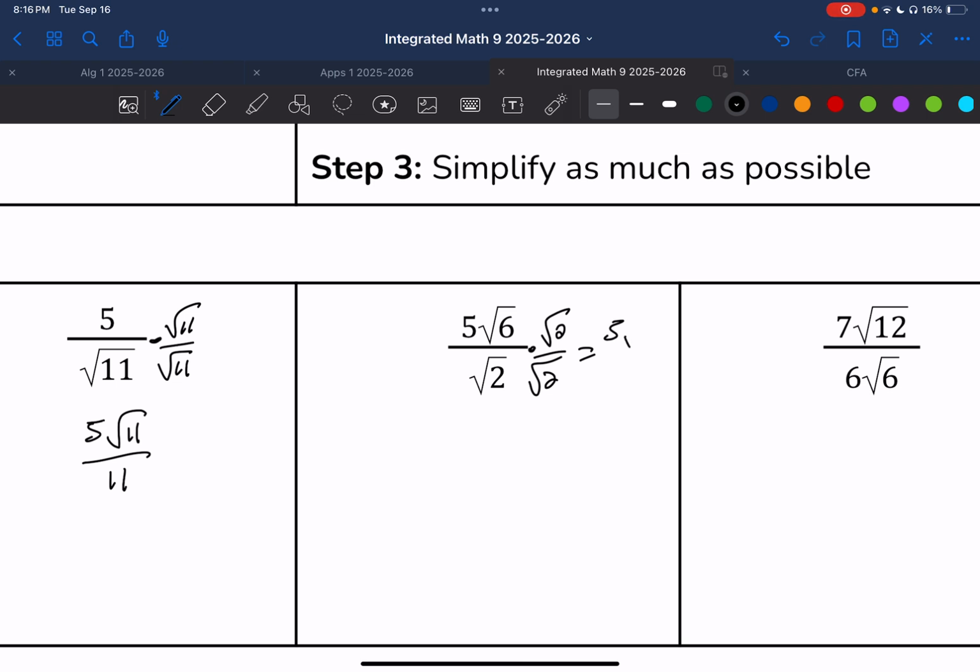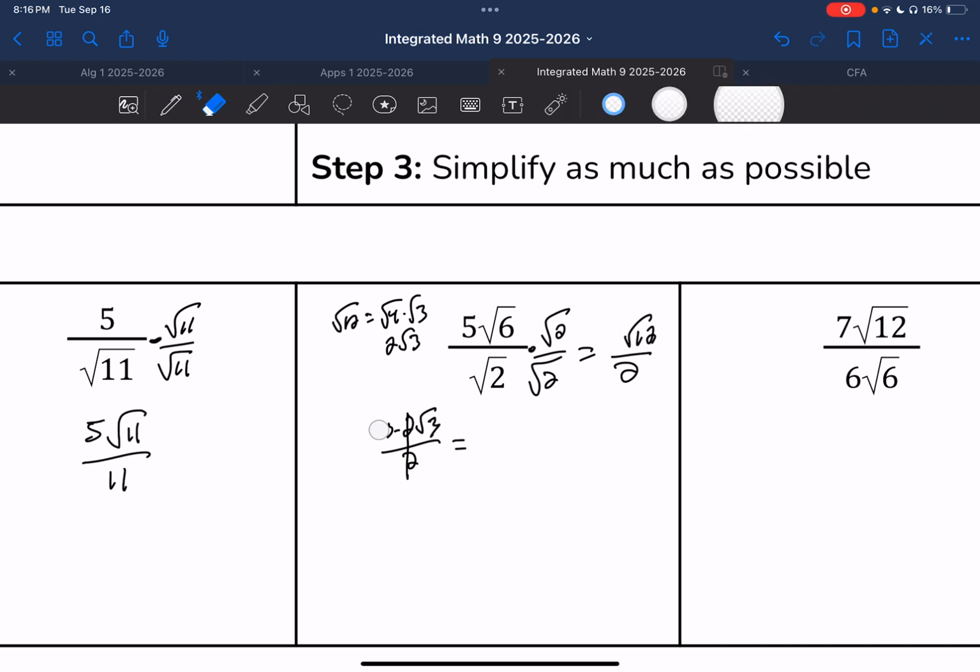It's going to give us 5 root 12 over 2. Remember, root 12, we can simplify that further. So root 12 is the same as saying root 4 times root 3, which is 2 root 3. So we're going to have 5 times 2 root 3 over 2. Sorry, that should be a 5, not a 3. So 5 there, 5 there. Cancel the 2's, and the result is just 5 root 3.